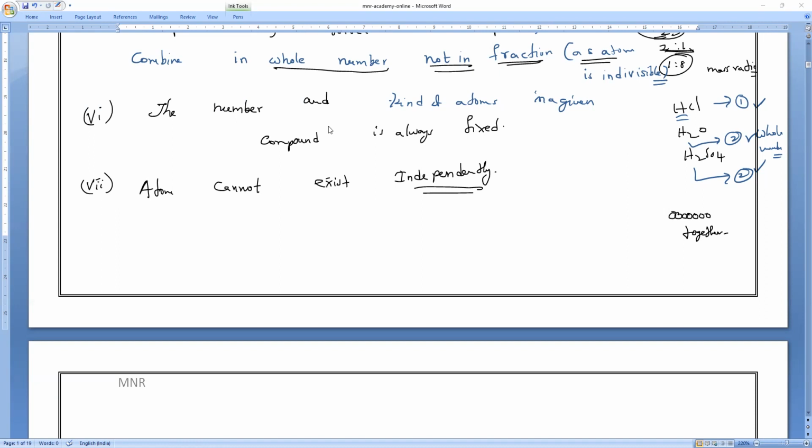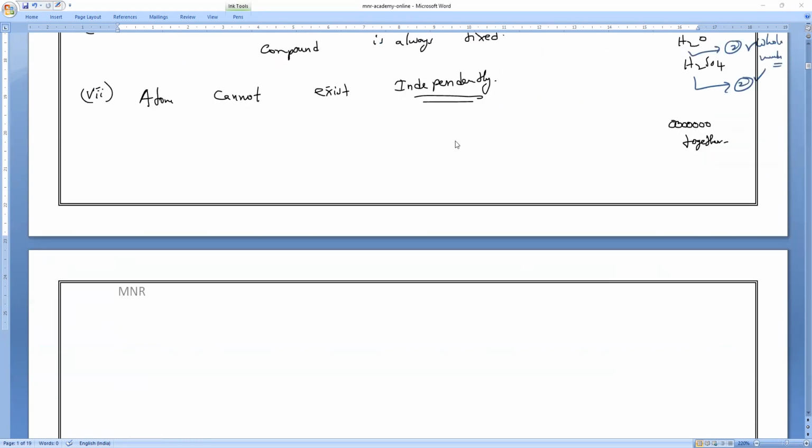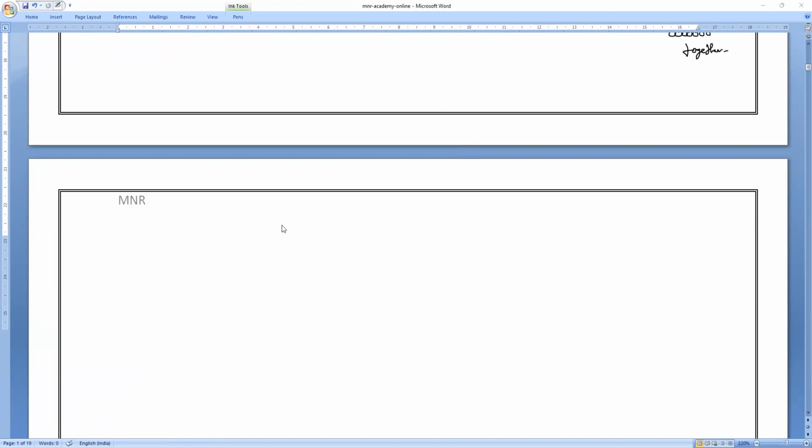Let me take the decomposition of calcium carbonate. Can you tell me the formula of calcium carbonate, everybody? Decomposition of calcium carbonate is the explanation of the law of conservation of mass by Mr. John Dalton, in Dalton's atomic theory.